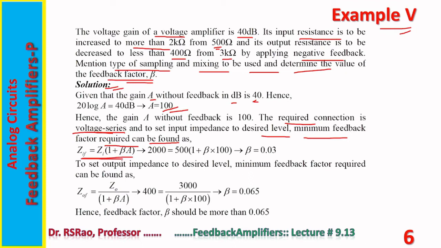This is the expression for input impedance with feedback when series mixing is implemented at the input terminals. ZIF means input impedance with feedback, ZI is input impedance without feedback, beta is beta, A is gain without feedback. ZIF is given, ZI is given, A is available, so beta can be found. It turns out to be 0.03.